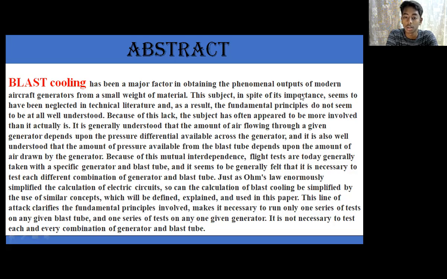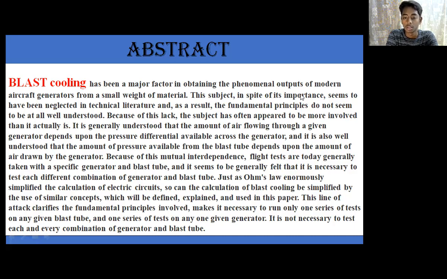It is generally understood that the amount of air flowing through a given generator depends upon the pressure differential across the generator. It is also well understood that the amount of pressure available from the blast tube depends upon the amount of air drawn by the generator. Because of this mutual interdependence, flight tests are generally taken with a specific generator and blast tube.